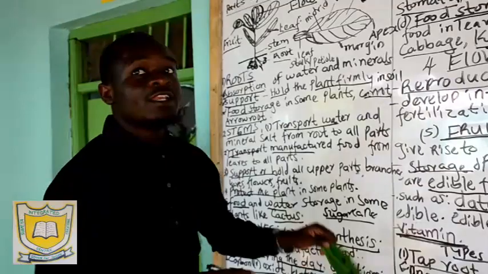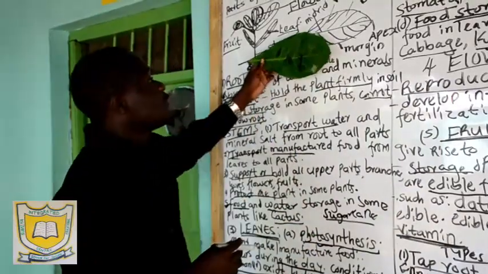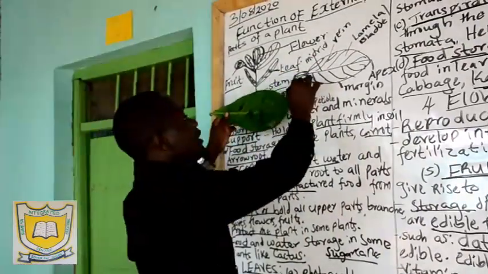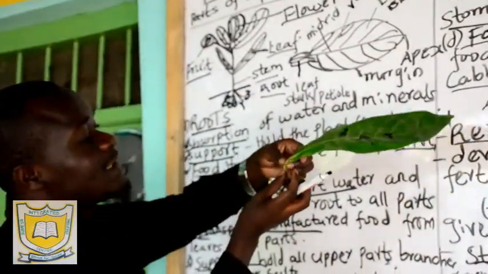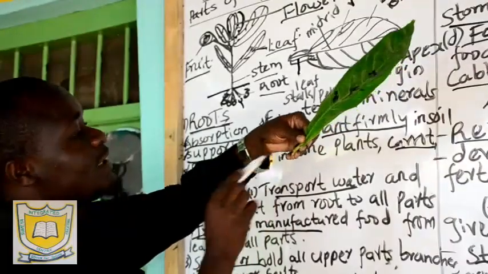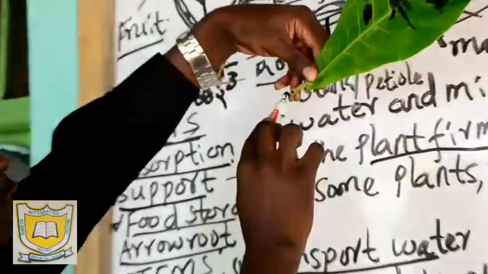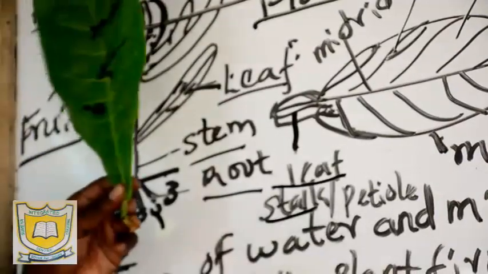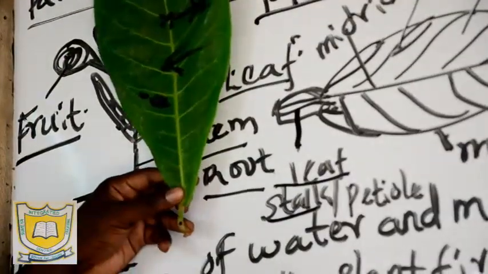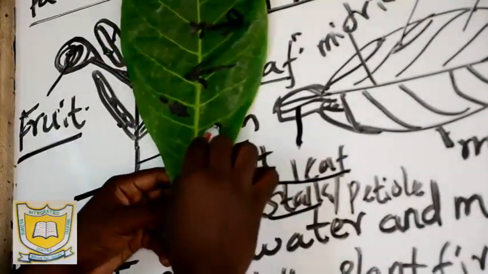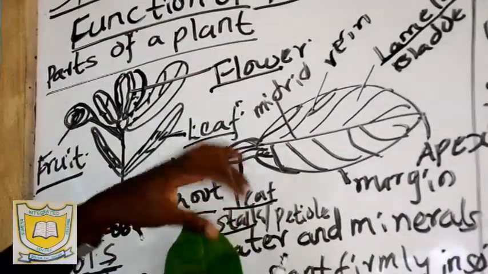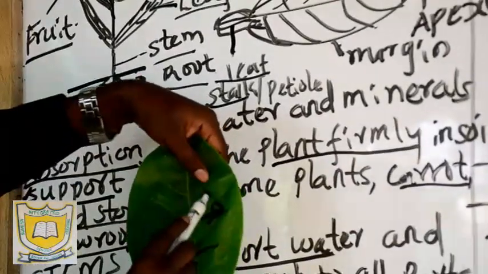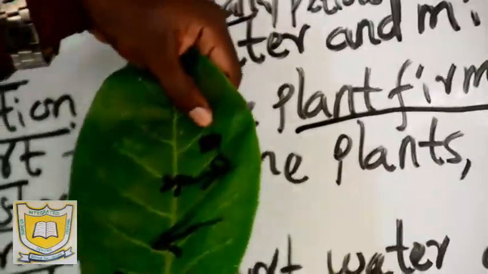Now lastly, let me touch on this leaf here. We have the parts of the leaf. Now with my leaf here, we have this part that extends direct from the stem. This part here is what we call the leaf stalk. Now after the leaf stalk, we have this part here. It's what we call the lamella. The lamella is in between the veins. This one here is the lamella.